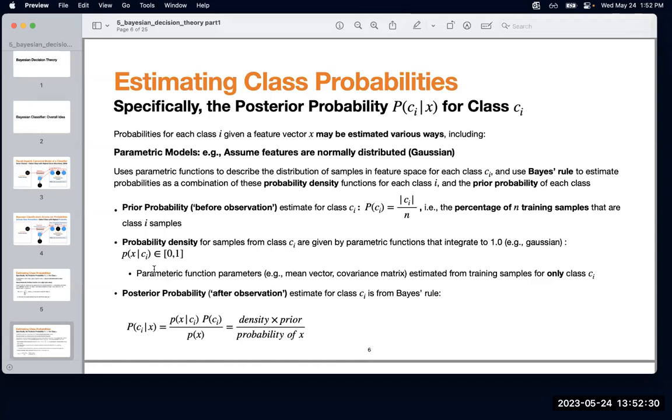So you would end up with one function for each of the classes that you have. Imagine again that you have 3 classes. If you are calculating the likelihoods, you would need to calculate a likelihood function for each class that we would have.